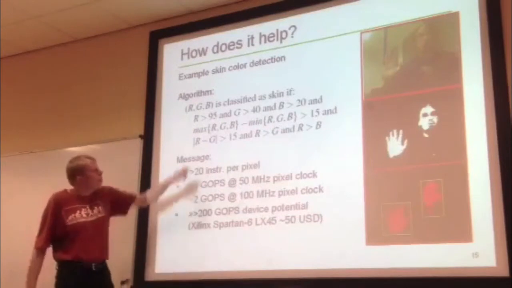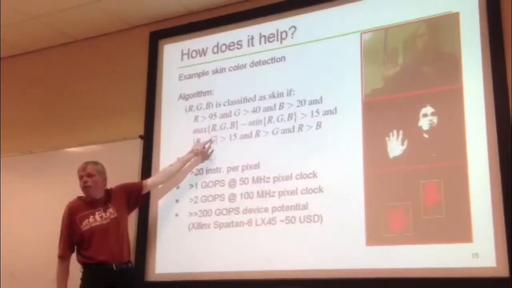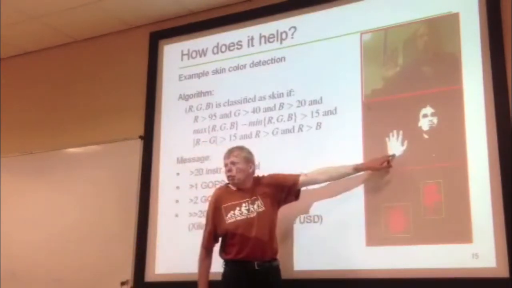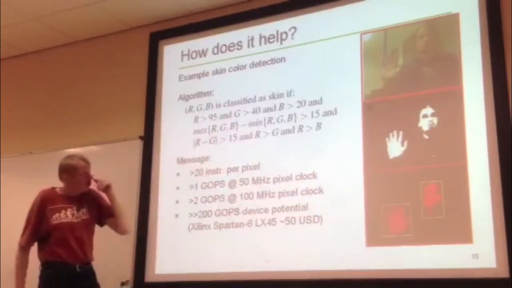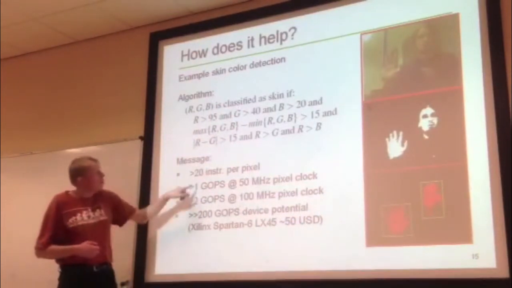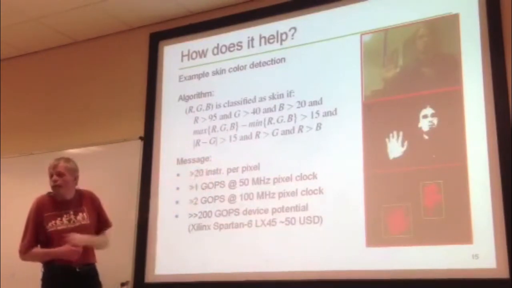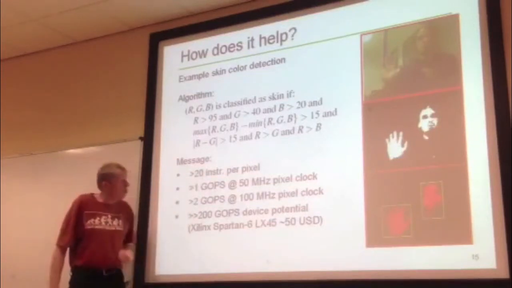So in principle, if this condition already fails, you don't have to process the rest. You would jump out. But if it is skin color, you have to go through the whole thing. So it's a little bit like average case, worst case, or whatever. That's not a constant thing. But let's say it's 20 instructions per pixel.